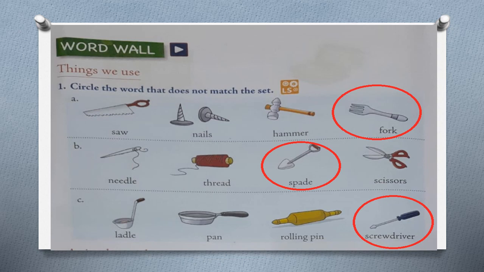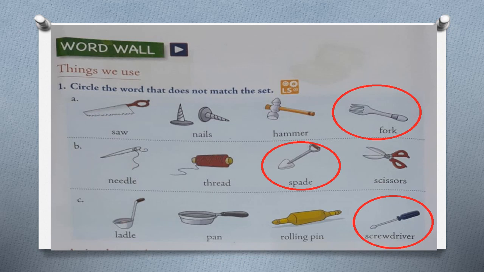The first picture is saw, nail, hammer and fork. Which one word does not match the set? Circle fork. Come to the B part. Here are given needle, thread, spade and scissor. Which one word does not match the set? The word spade. So circle the spade.